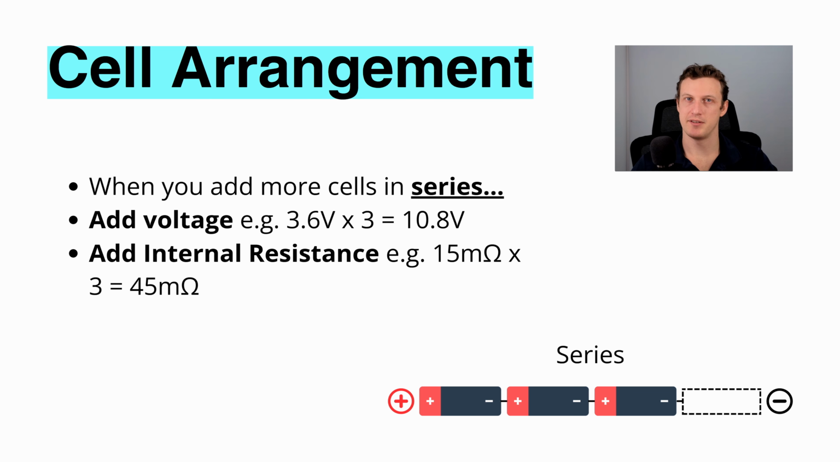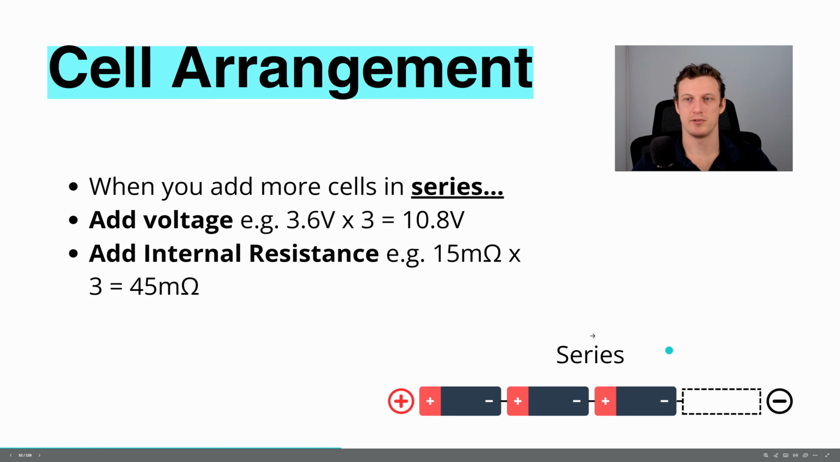When you add more cells in series, you add voltage. Example, 3.6 volts times 3 is 10.8 volts. You also add the internal resistance. So if we had 15 milliohms and you times that by 3, you'll get 45 milliohms. Here's an example of what that series group looks like.